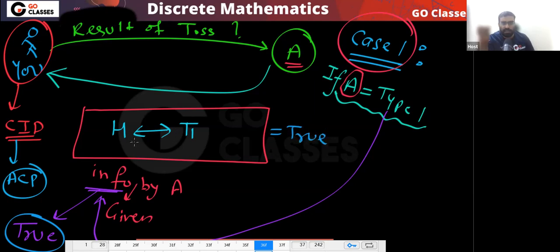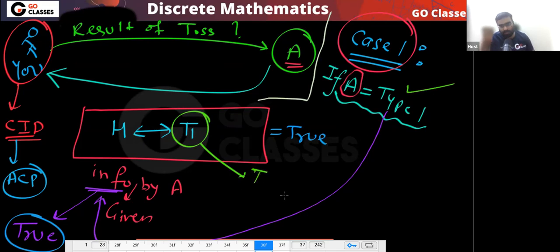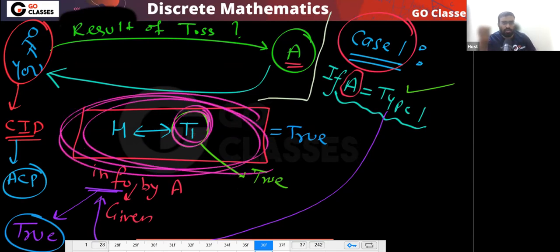You tell me, for this person, for this A, is this true or false? Look at case number one, focus on case number one. You tell me this T1. Yes, he is T1. So this is also true. The whole thing is true.